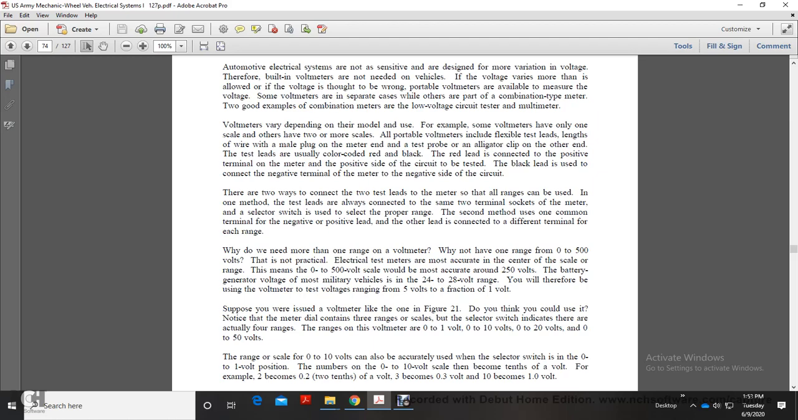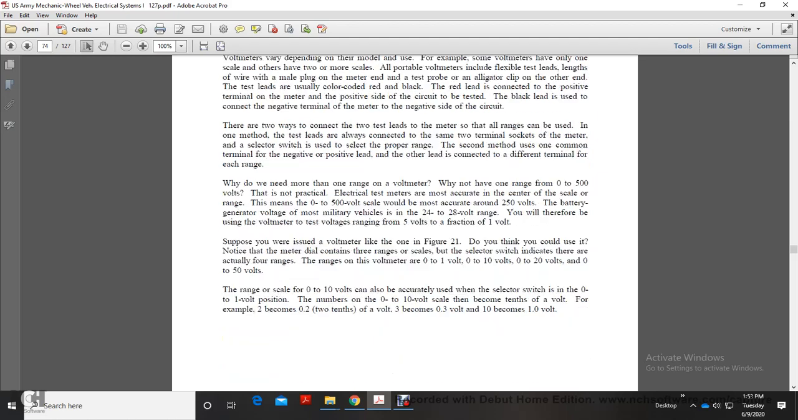In one method, the test leads always connect to the same two terminal sockets of the meter. A selector switch is used to select the proper range. The second method uses one common terminal for the negative lead. The other lead is connected to a different terminal for each of the ranges.